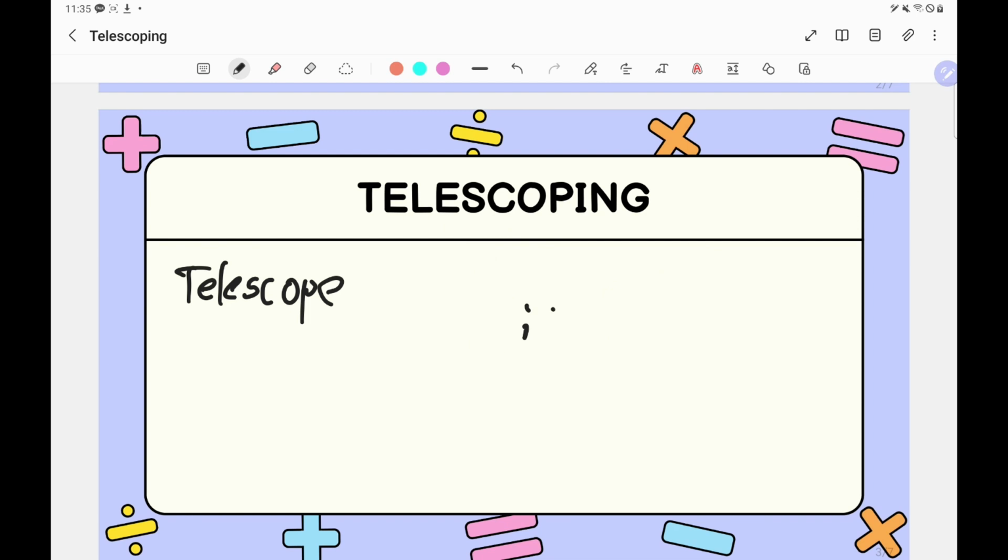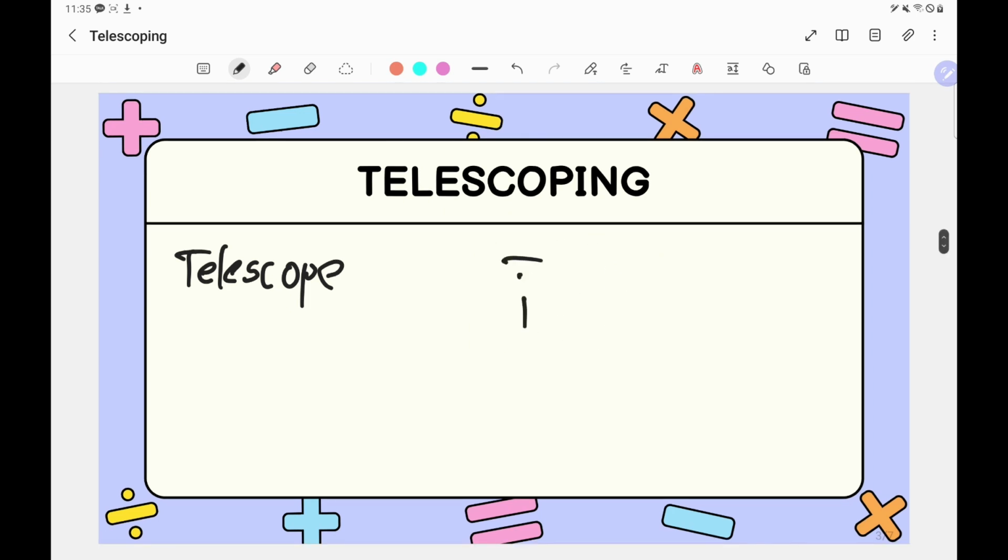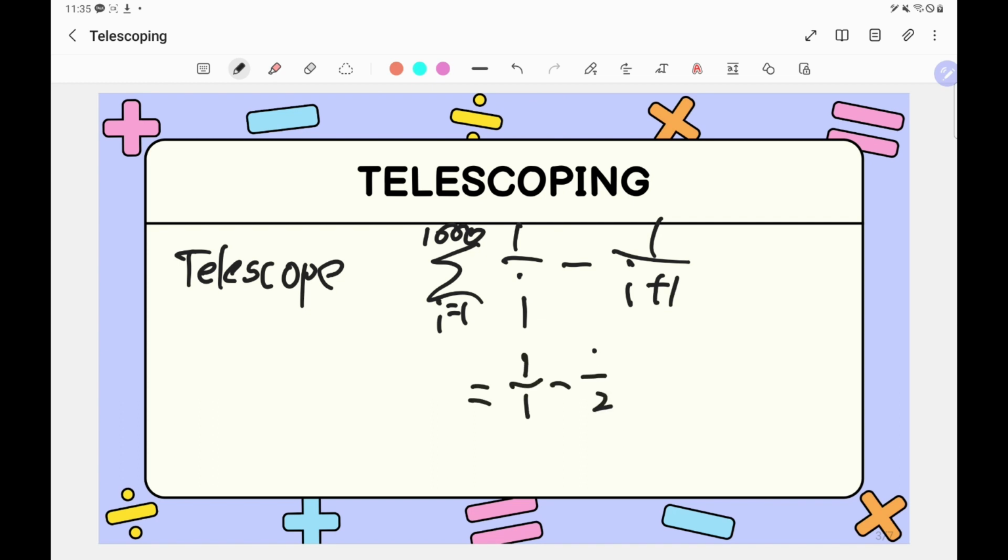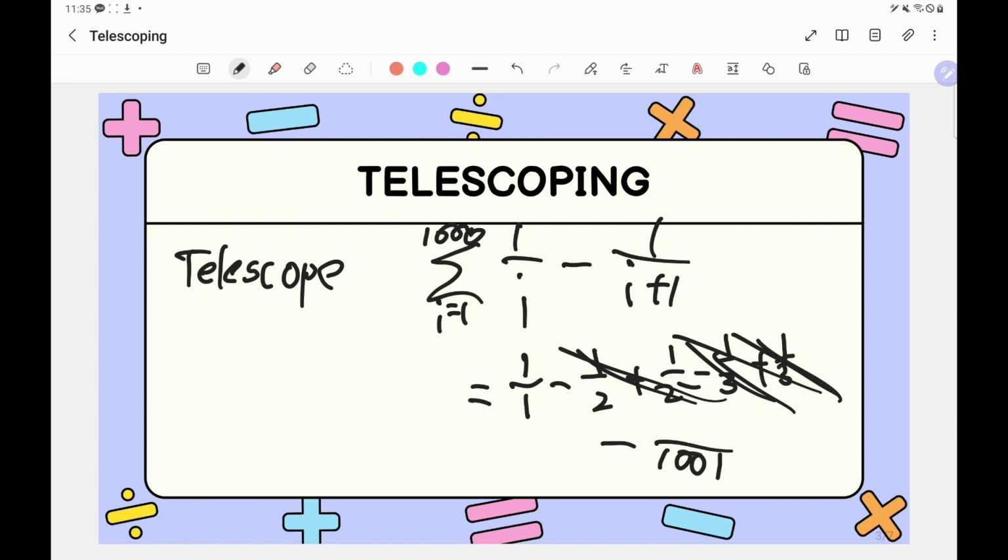Probably most people will just do this as a question, but we can change this to 1 over i minus 1 over i plus 1, and if we sigma that, i equals 1 to 1,000, then it becomes 1 minus 1/2, 1/2 minus 1/3, 1/3 minus 1/4, and so on, and it cancels out, and at the end, there's only this left, which becomes 1 minus 1/1001, that is 1000 over 1001.